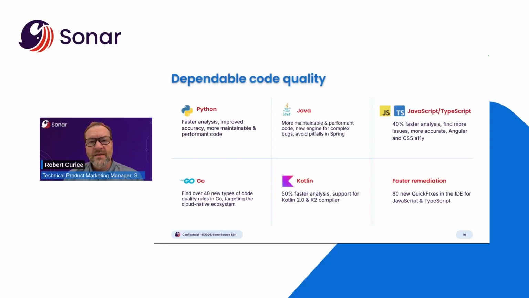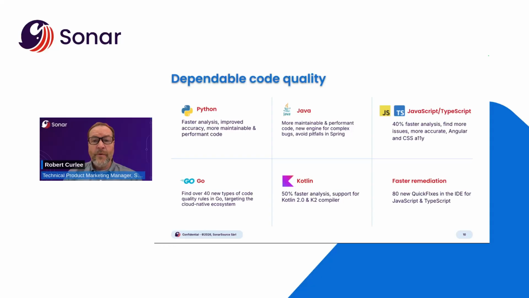For Go, we can find over 40 new types of code quality rules in Go, definitely about helping Go developers build cloud native code. And for Kotlin, we're 50% faster with Kotlin. We support the new Kotlin 2 and K2 compiler. So that's exciting. We're keeping up with Kotlin developers.